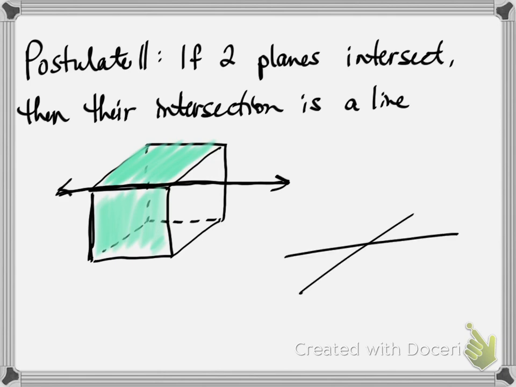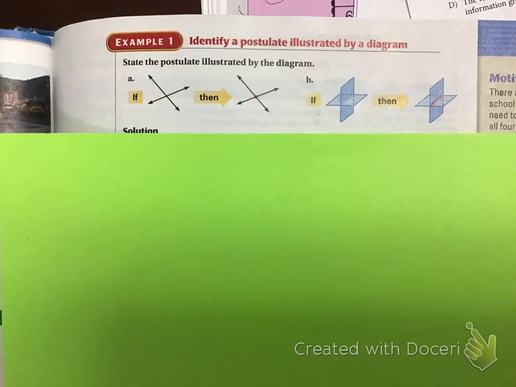Two lines intersect in a point. Two planes intersect in a line. Okay, so now let's look at examples and see what we would do with our homework.